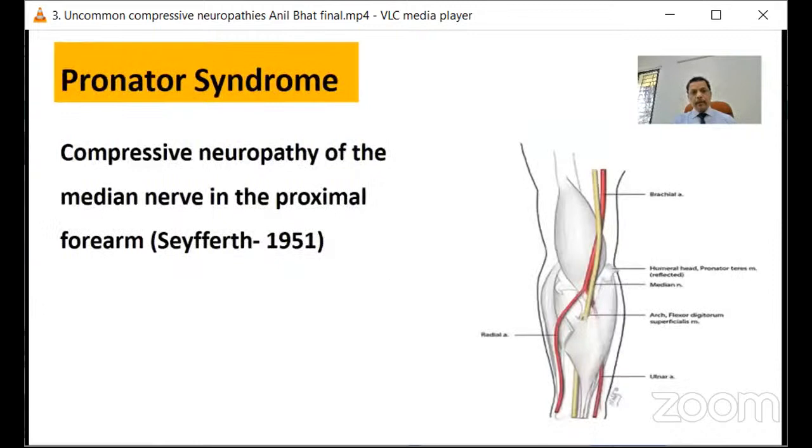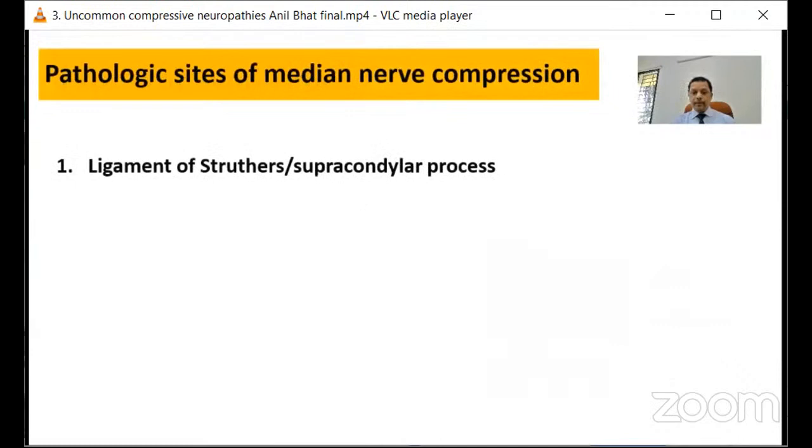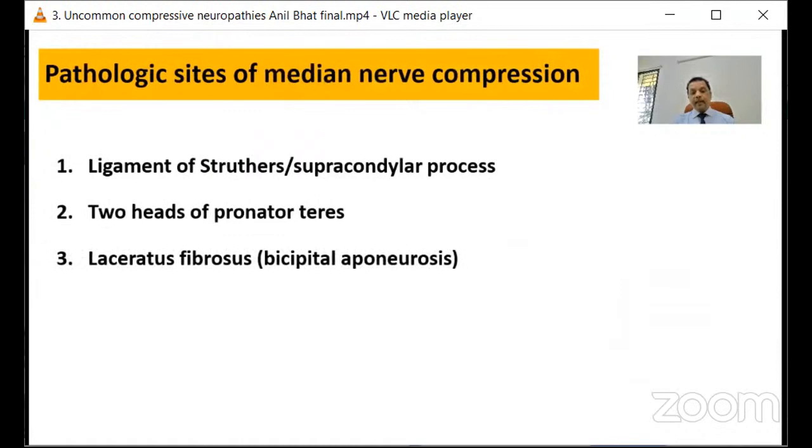Pronator syndrome is a compressive neuropathy of the median nerve in the proximal forearm. Again, there are five classic nerve compression sites: the ligament of Struthers or supracondylar process, the two heads of pronator teres, the lacertus fibrosus, which is the bicipital aponeurosis, the fibrous arch of FDS, and Gantzer's muscle.